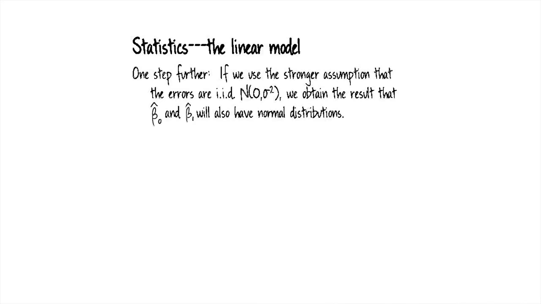Okay, so one step further, if we use the stronger assumption that the errors are IID normal, 0 sigma squared, then we obtain, in addition, so we already have the mean and the variance and the covariance of these two estimates, but we also have that they have normal distributions if the errors have normal distributions. Okay? So if we're willing, or if we feel like imposing that extra assumption of normality of errors, then what we get out of it is normality of our estimators.